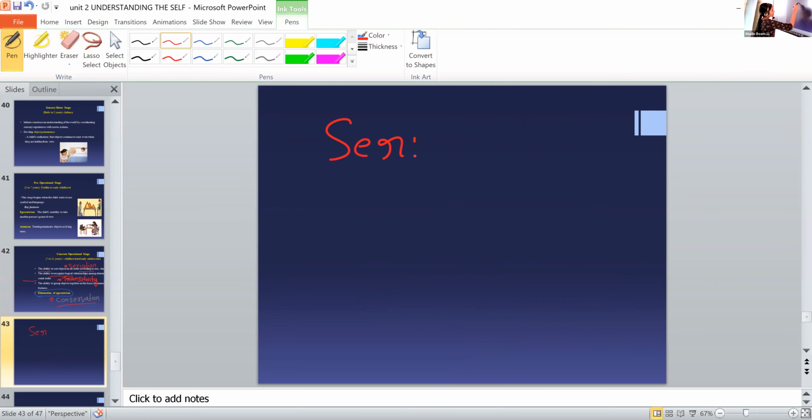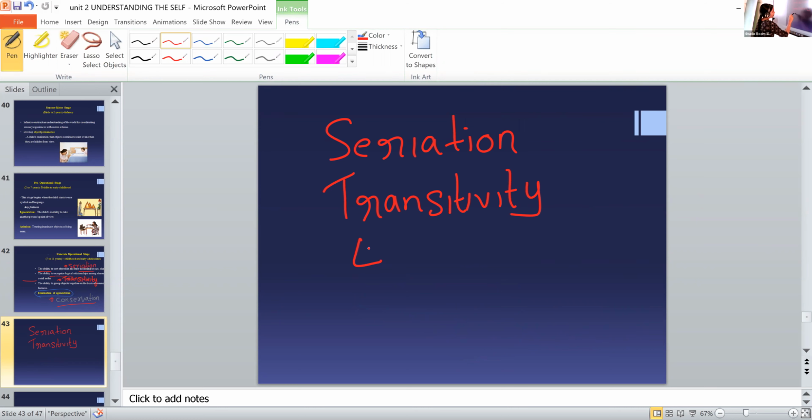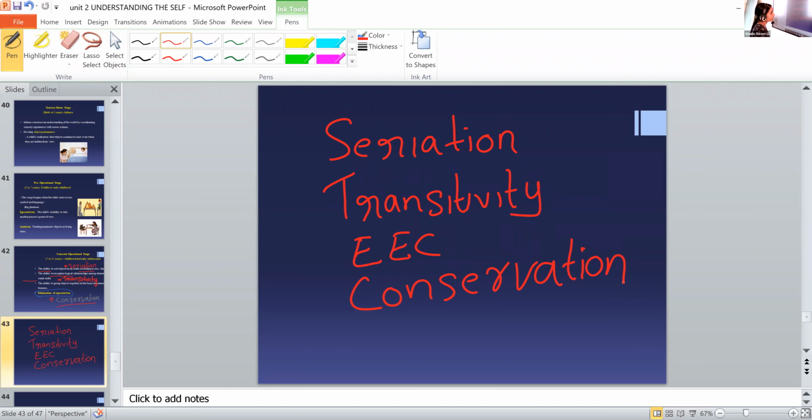In the concrete operational stage, seriation is there. Then transitivity. Then elimination of egocentrism, and then conservation, right? Then they gain the ability to classify things according to their common features. That is called classification.